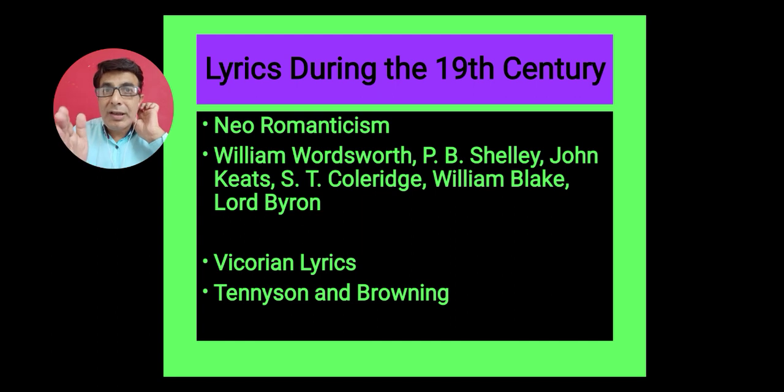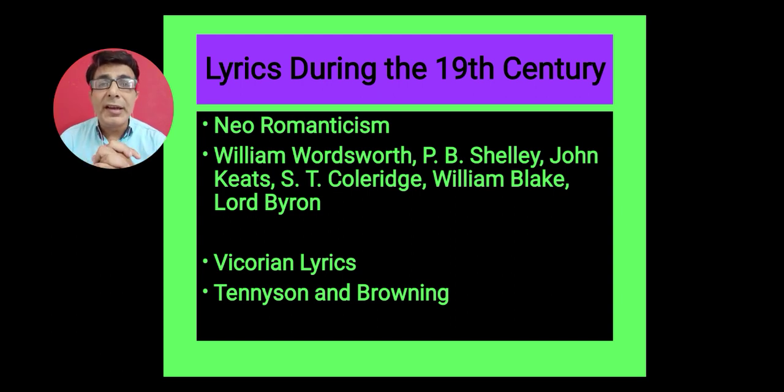But if you come to the second half of the 19th century, then we have some Victorian poets, because after 1830 till 1900, these 70 years, it's a long period. I repeat it again, 1830 to 1900. These 70 years are known as the period of the Victorian age. Queen Victoria was ruling England during this period, and it is known as the Victorian age.